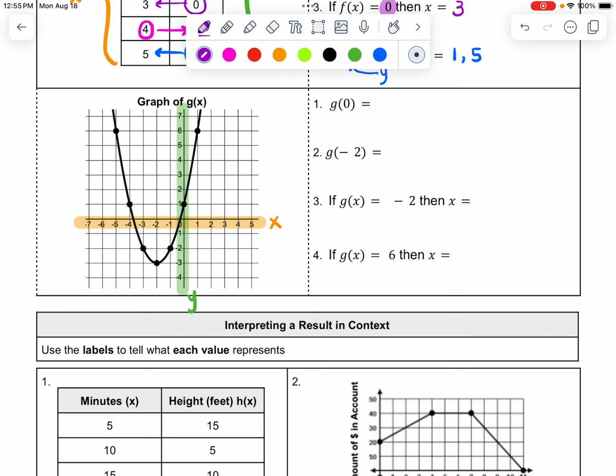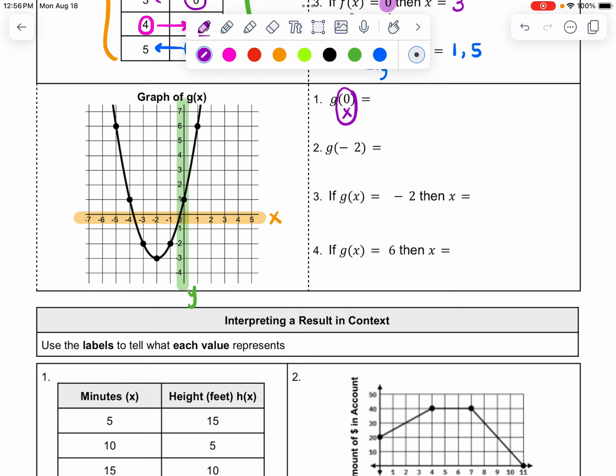So, first example. This number 0 is inside of the parentheses, which means it's an x. That means I'm going to find the 0 on the x-axis, and I'm going to look up or down to find the corresponding point on the graph. In this case, the y value of that point is the number 1, and I'm done.